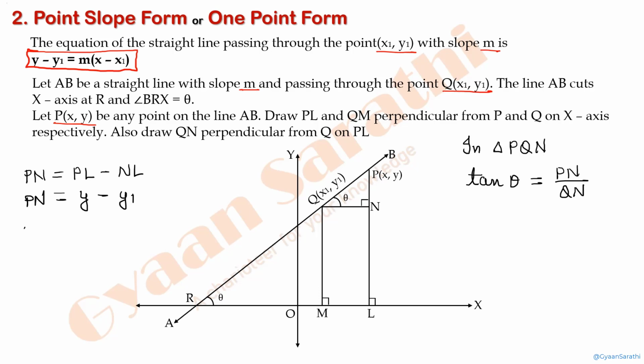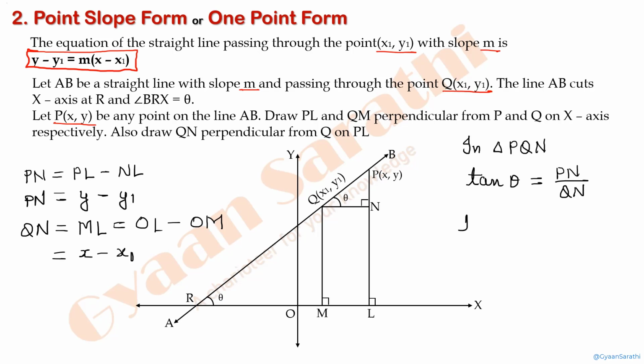Now we need to find Qn, and I can see from the figure Qn is equal to ML, and ML is equal to OL minus OM, and OL is equal to X and OM is equal to X1. So this becomes X minus X1.